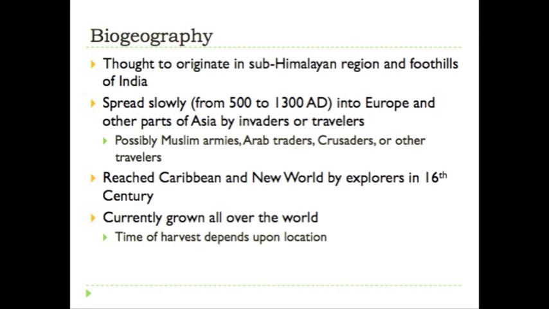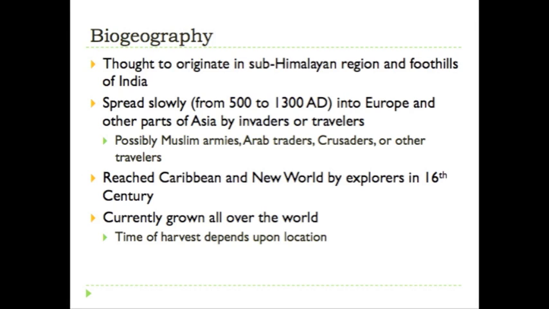It is unknown exactly where lemons originate from, though some believe that they first grew in the sub-Himalayan regions and the foothills of India. Then they spread throughout Asia and Europe very slowly between 500 and 1300 AD by invaders or travelers. Scientists have said that they could have been introduced to new areas by Muslim armies, Arab traders, Crusaders, or even travelers along the European-Asian trade routes.